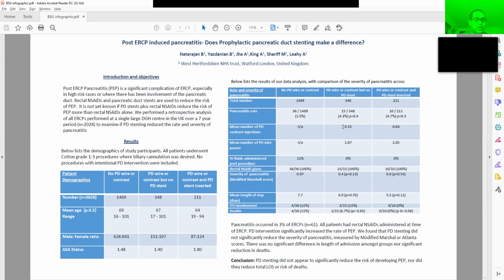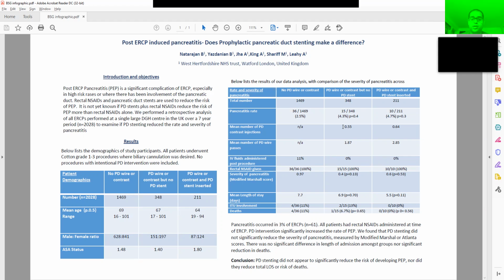In total, there were 1,469 patients who did not have any PD wire or contrast injected during the ERCP, 348 patients who had a PD wire or contrast but no PD stent inserted, and another group where a PD wire or contrast injection occurred and a PD stent was inserted, encompassing 211 patients. There was no statistically significant difference in the mean age across these groups.